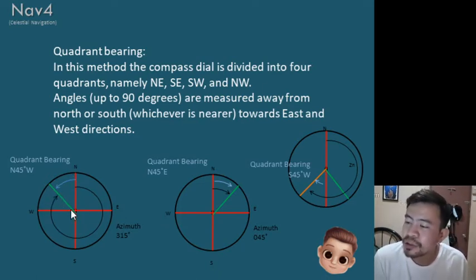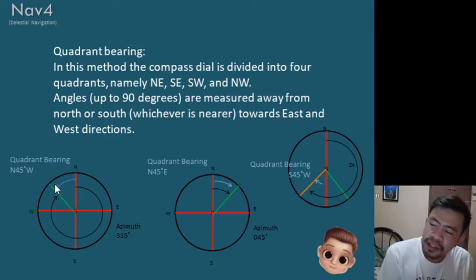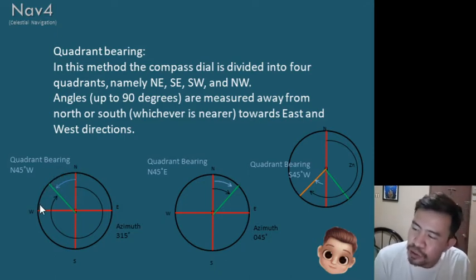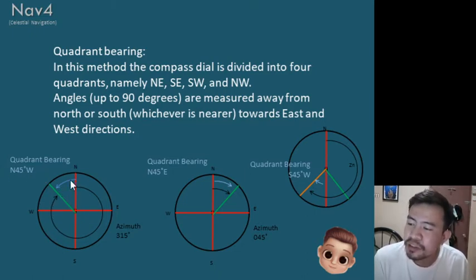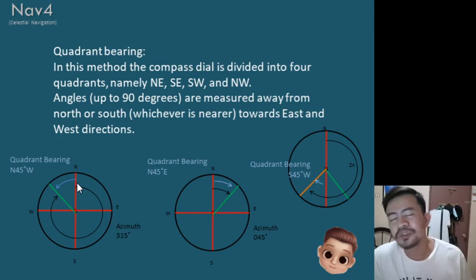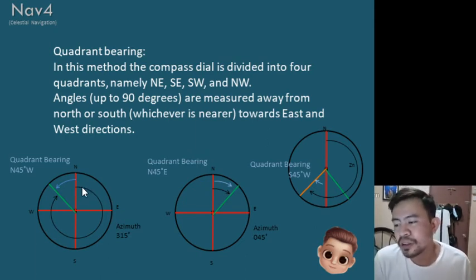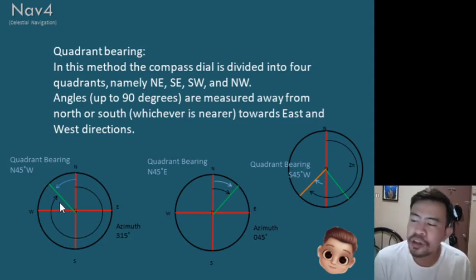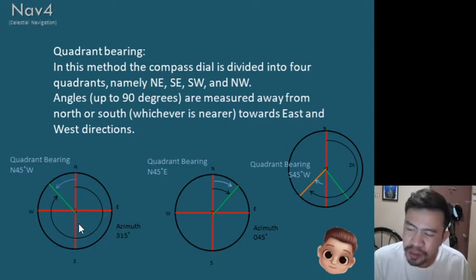Like for example, if the observed body is here, and take note that it belongs to the northwest quadrant, you just need to write northwest there, and then you measure the angle from the north because it's northwest. Then that's 45 degrees west. We're following the azimuth: the azimuth, as we said, is from the north, then clockwise to the direction of the celestial body. So here, if you measure it, that's 315 degrees. True. I hope it's correct now. Correct. That's the quadrant bearing for this example.